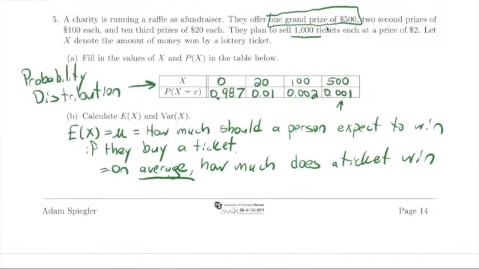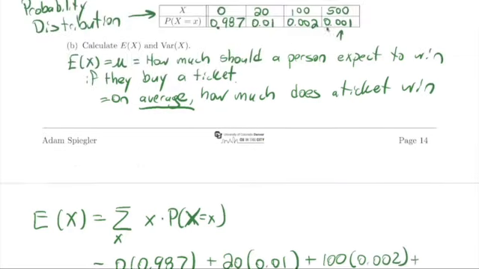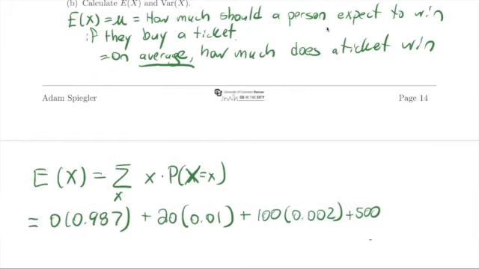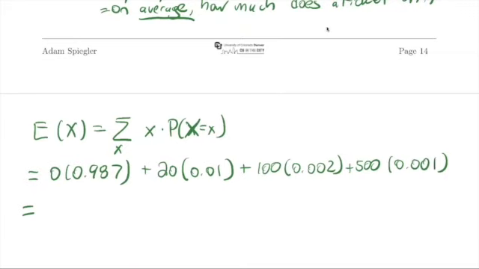So the other one was 100. And then it was 500. And adding all of that up, I'll do the math, winds up being 90 cents. So you buy a ticket, you should expect to win 90 cents.